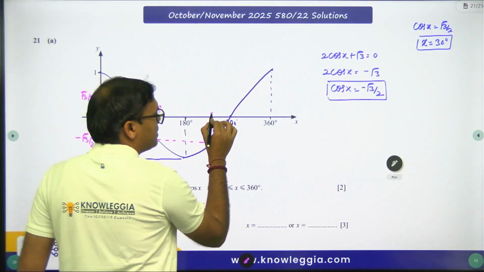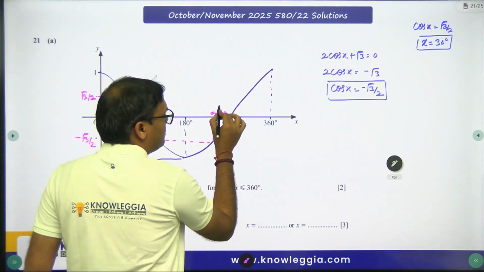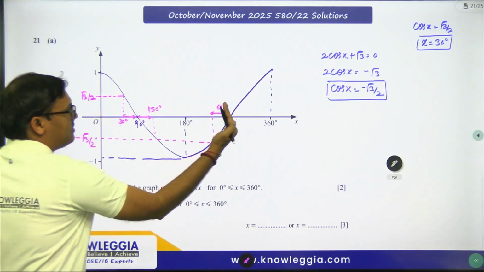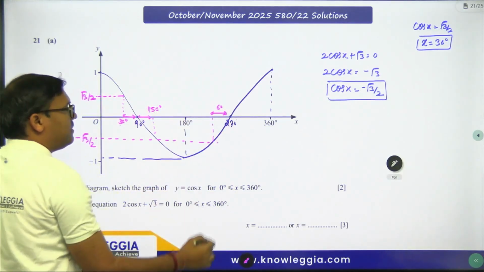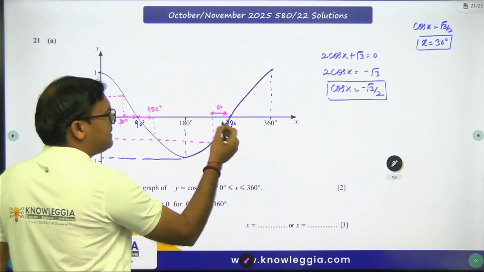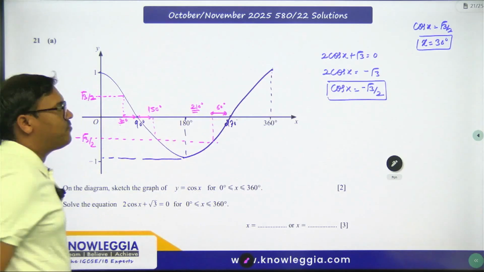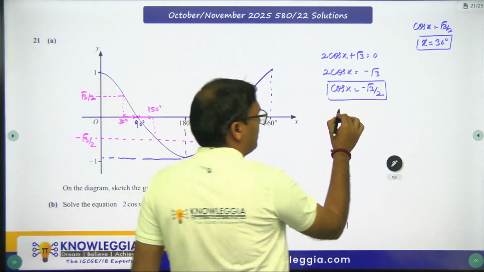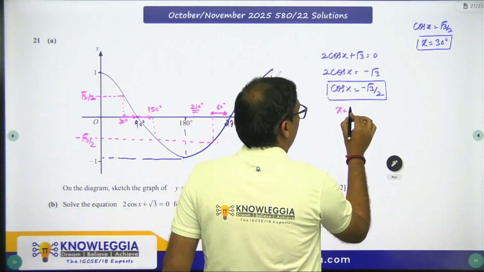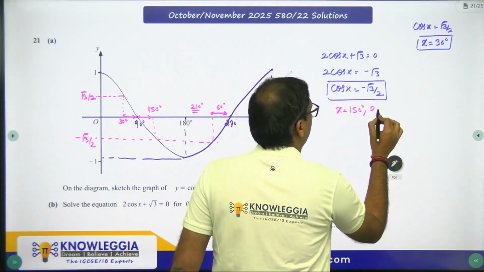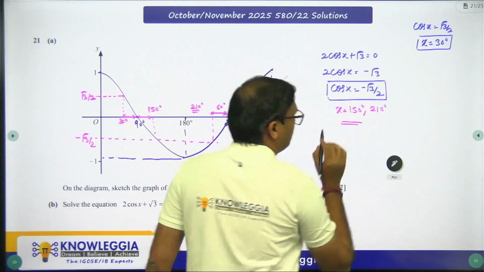Now again you see this gap is of 60 degree. Below 90, this is 60 degree. So this is below 270, this is 60. So what is 270 minus 60 degree? This is equal to 210 degree. So what are the values of x corresponding to this? X will be equal to 150 degree and 210 degrees. That is the answer.